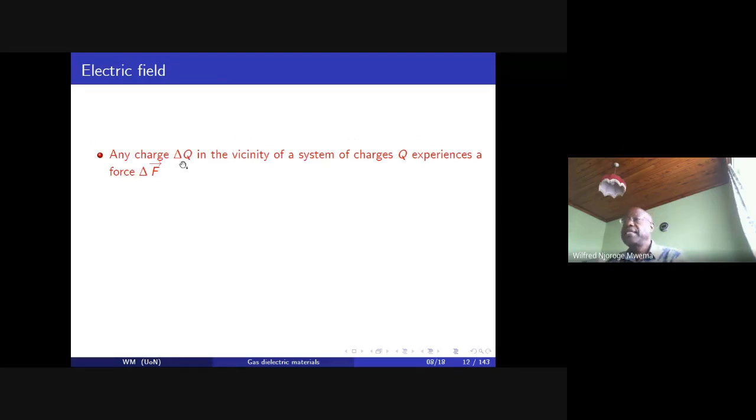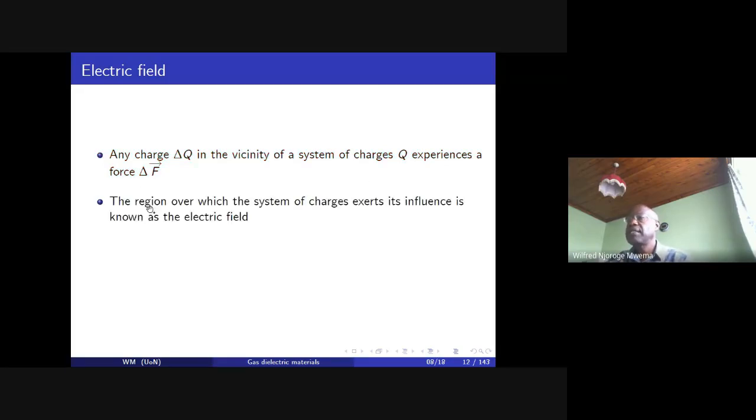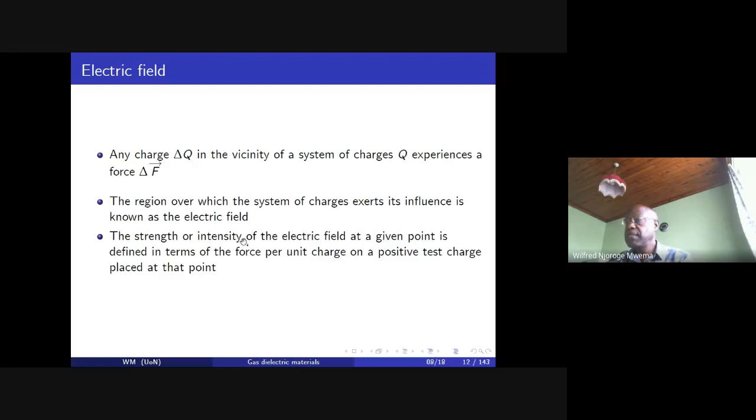So any charge delta Q in the vicinity of a system of charges Q will experience a force delta F. And the region over which the system of charges exerts its influence is known as the electric field. So the strength or intensity of the electric field at a given point is defined in terms of the force per unit charge on a positive test charge placed at that point.